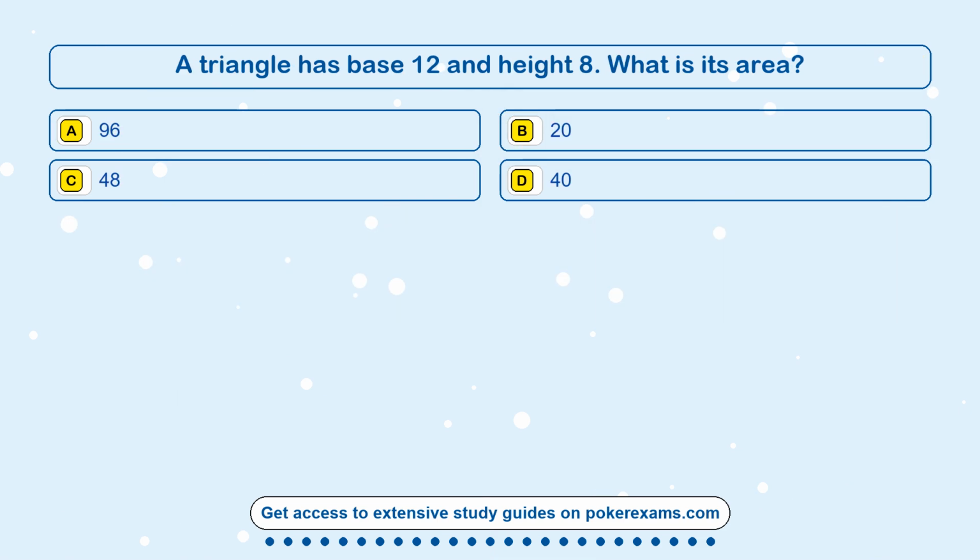Question 17. A triangle has base 12 and height 8. What is its area? Option A, 96. Option B, 20. Option C, 48. Option D, 40.